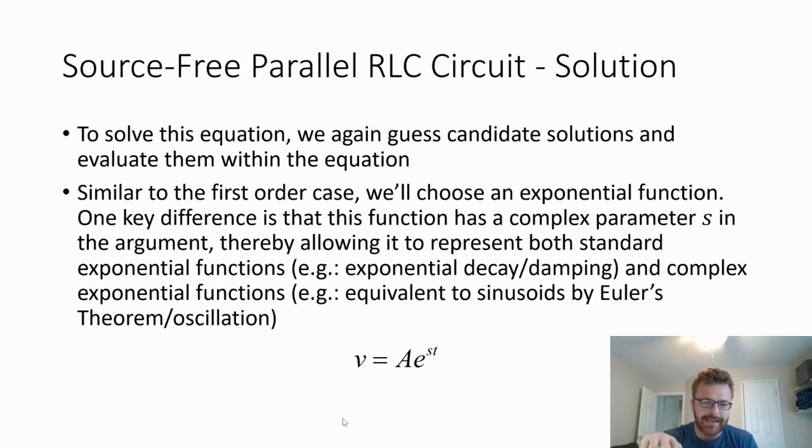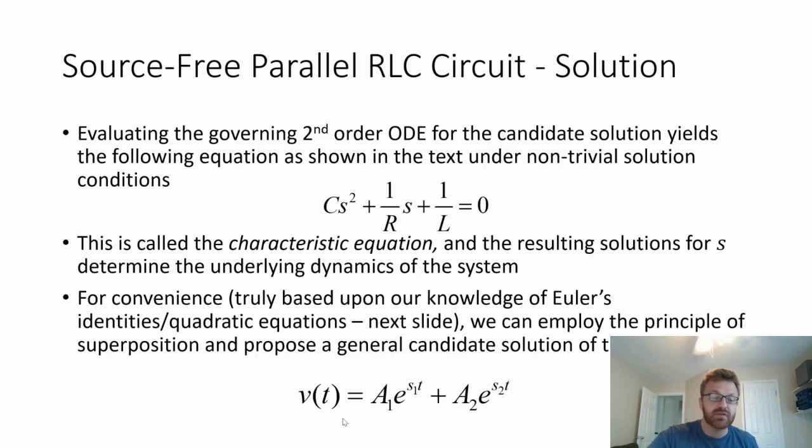Well, clearly the e to the st term, from a mathematical point of view, it can be 0. But from a practical point of view, that's a trivial solution. It's not one that we want to consider. So we're going to focus our attention on analyzing the scenarios in which that resulting polynomial is 0.